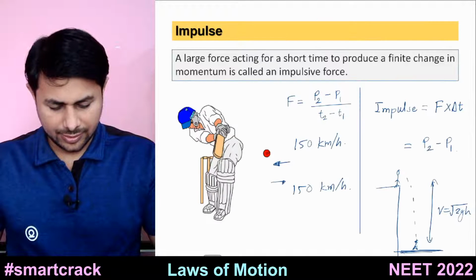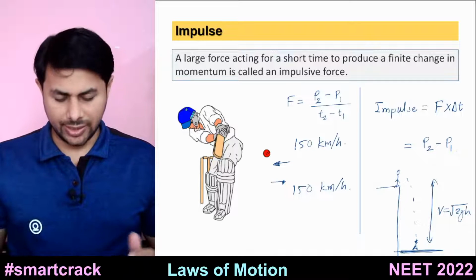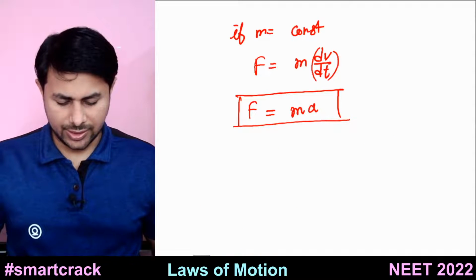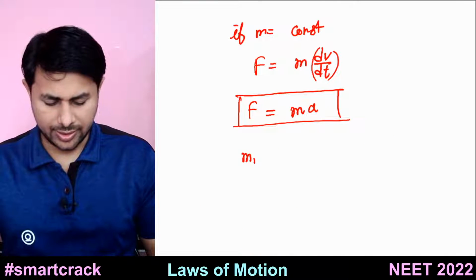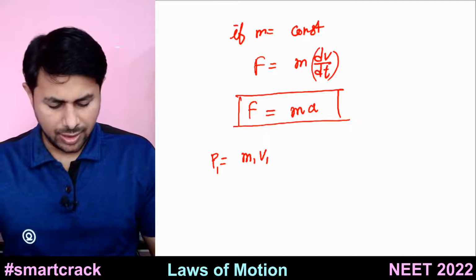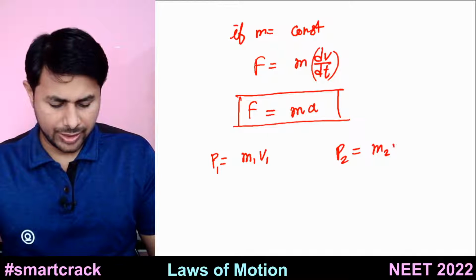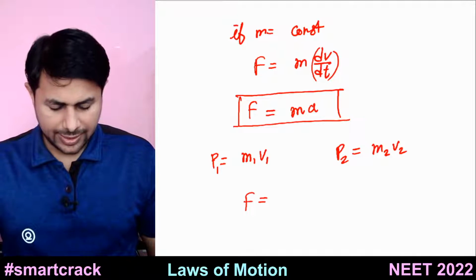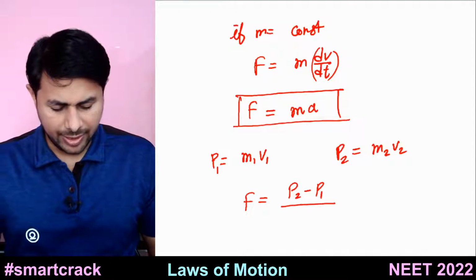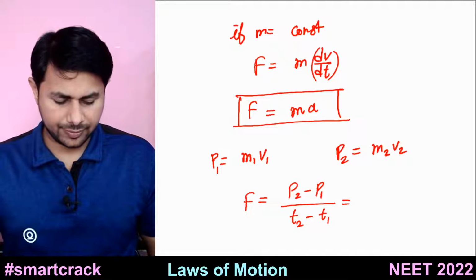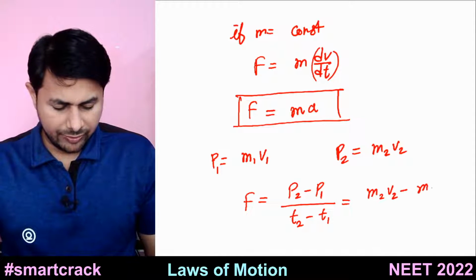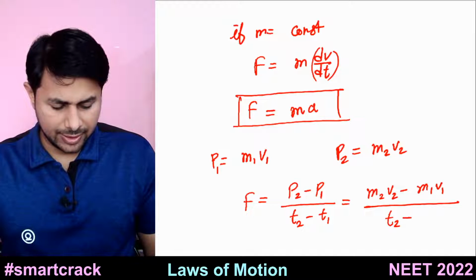Then let's consider a quantity called impulse. Okay. So Newton's second law says what? If we consider that the initial momentum of a body is m1v1, this is p1, and the final momentum of the body is m2v2, then the force acting on this body will be equal to what? It will be final momentum minus initial momentum divided by final time minus initial time. So it is m2v2 minus m1v1 divided by t2 minus t1.